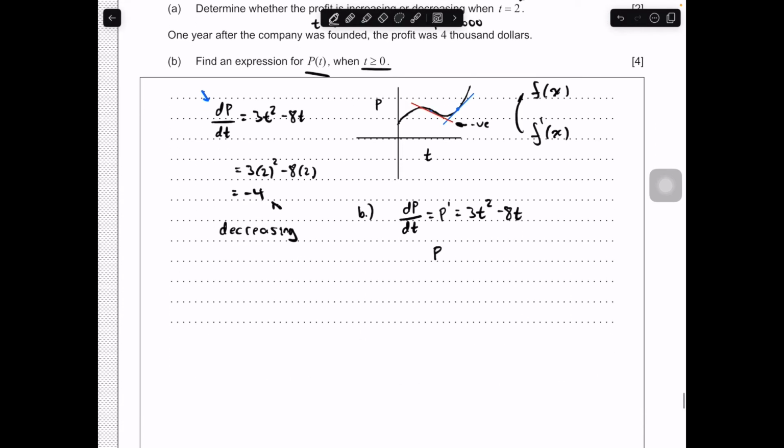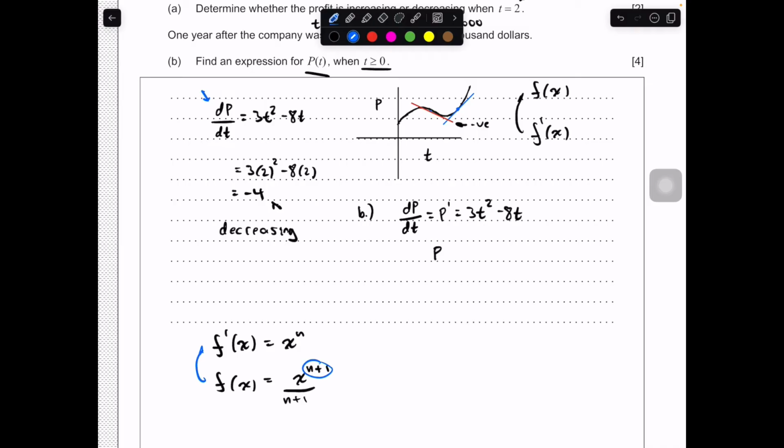In the formula booklet, we have this formula right here. If f prime of x is equal to x to the power of n, then our original function would have had an exponent greater than 1, but it also would have been divided by n plus 1, whatever that new exponent is. And that should make sense, because when we take the derivative of some function, we multiply out in front, and if we multiply and divide, these things should cancel out. So let's go ahead and work this out.